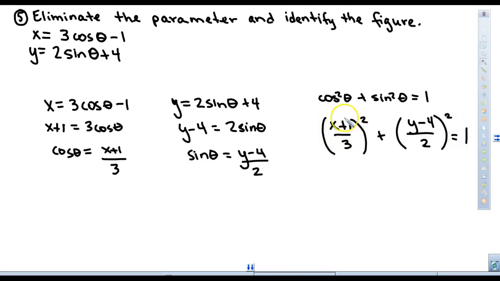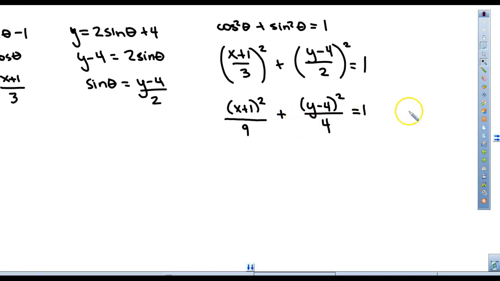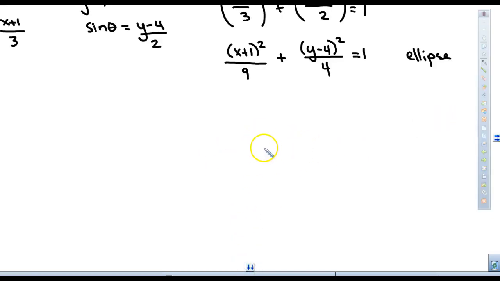So you can just leave this at first as x plus 1 quantity squared. Square this and you get 9. Leave this as y minus 4 quantity squared. Square this and you get 4 equals 1. And it's at this point that you can tell you have an ellipse. Okay? But let's put this in general form simply because you need to know how to do that.